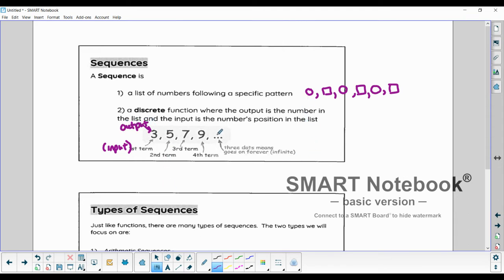Okay. And the dots at the end means that it's infinite. So we can tell this is a sequence because it's adding 2 each time. That's the pattern. And the dots at the end is telling us it's going to go on forever.